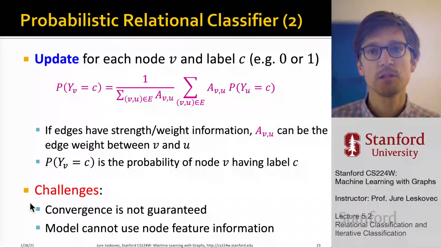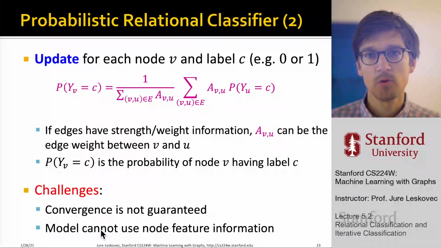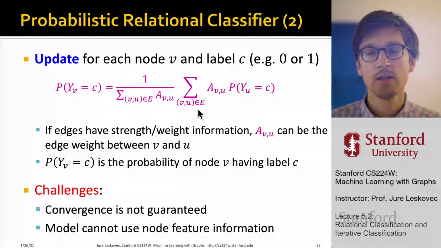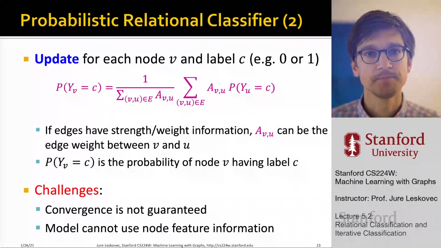There are a few important things to note. Convergence of this formula is not guaranteed. Also notice, as I said, this model cannot use node feature information. It is just using the labels of the nodes and also the network information. How does it use the network information? It uses it because these summations go over the edges, or over the neighbors, in the network. That's how network information is used.